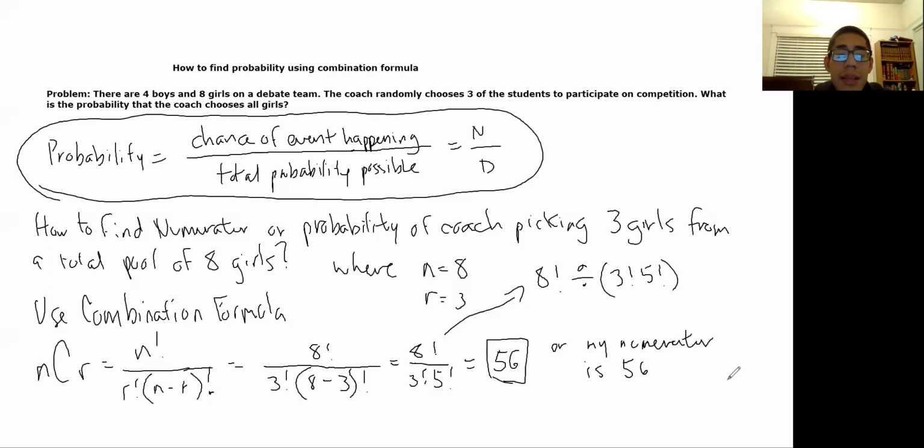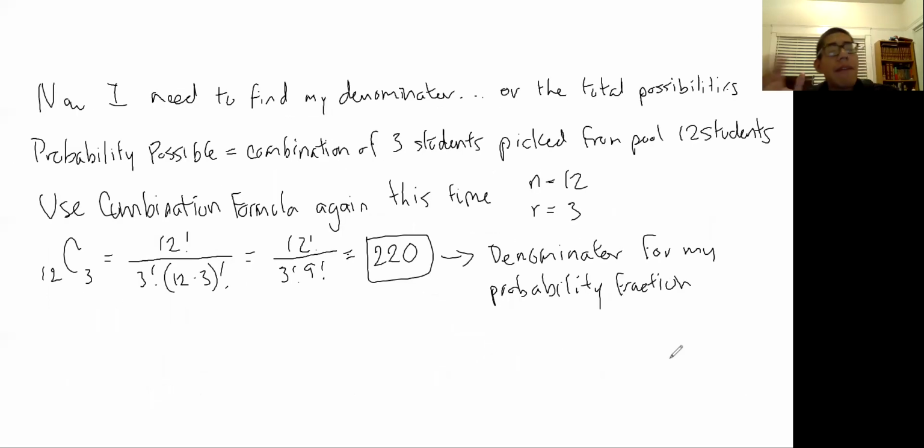In this case, what is the probability of a coach picking 3 girls from a total pool of 8 girls? Well, there's 56 combinations, right? 56 different possibilities or combinations of girls that can be picked from the 8 girls. Okay, I have my numerator now. I need my denominator, right?